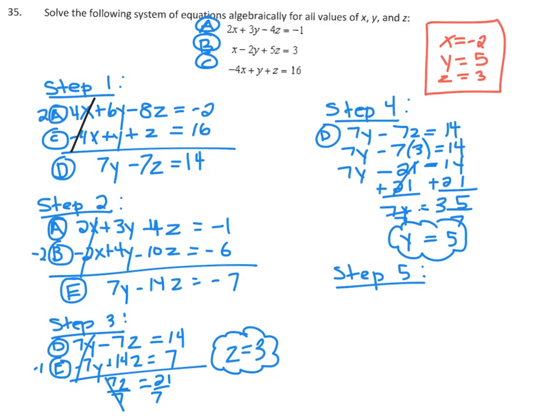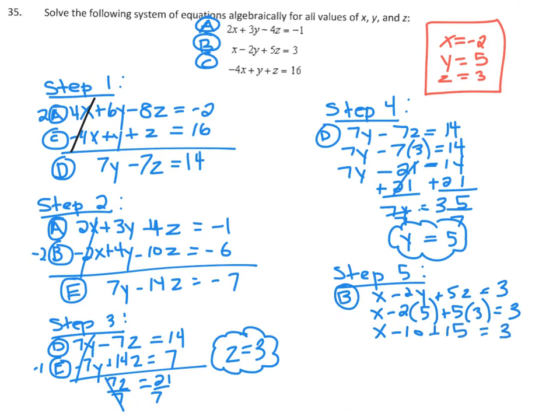So let me write it out first. Using equation B, it says x minus 2y plus 5z equals 3. Okay, so x minus 2 times, we know y is equal to 5, we just found that out. And then plus 5 times, we know z is equal to 3. Okay, so we have x, now negative 2 times 5 is negative 10, and positive 5 times 3 is positive 15. And if we combine the negative 10 and the positive 15, that gives us positive 5.